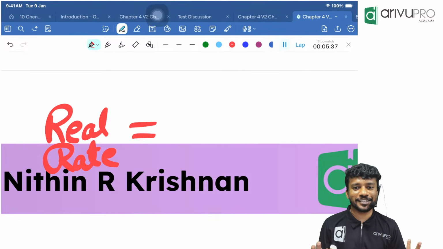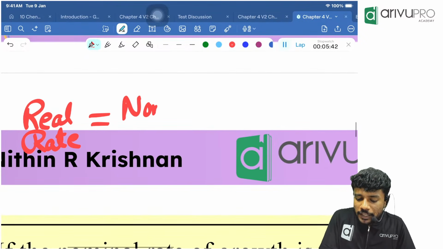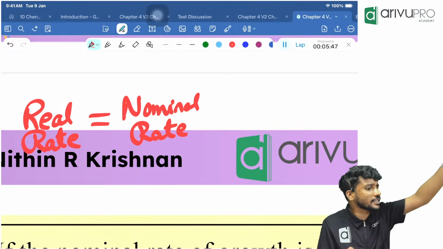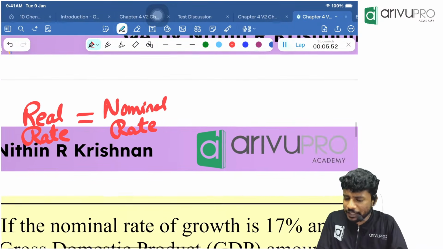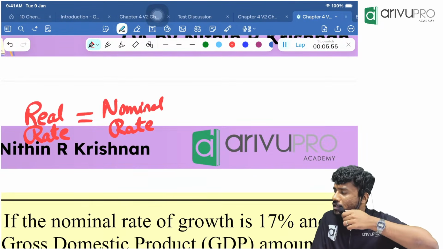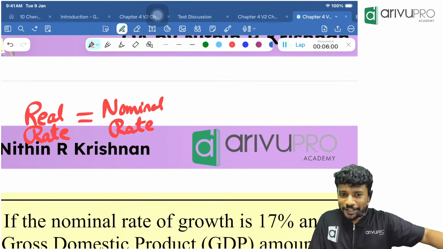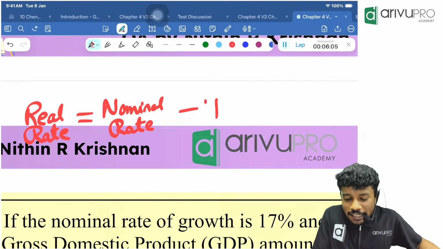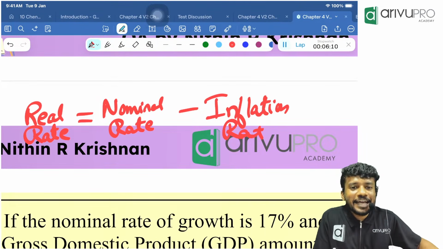That means there is no real rate. Okay, whatever rate we were talking about till now, whatever interest rate is given in the bracket, 10%, 20%, 30%, everything is nominal rate. Real rate is nothing but nominal rate minus inflation rate. Yes, inflation rate. That is called the real rate.